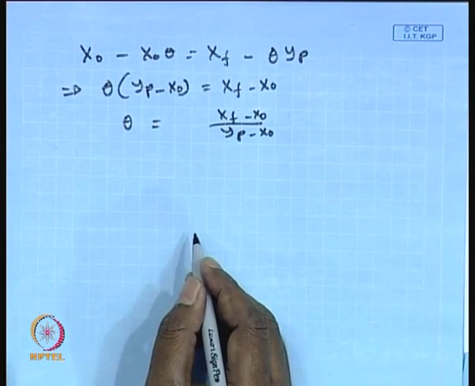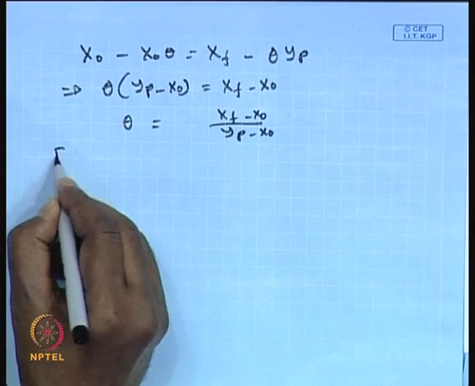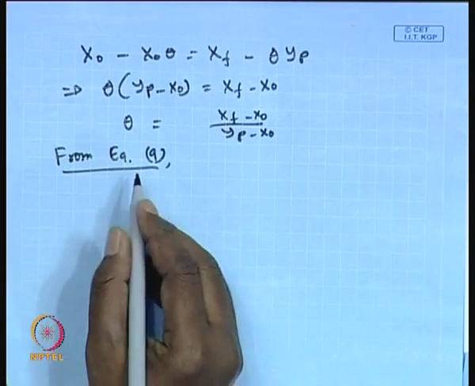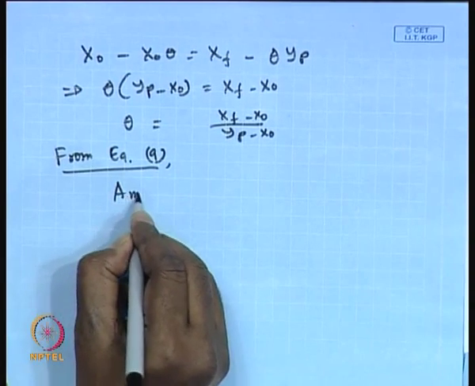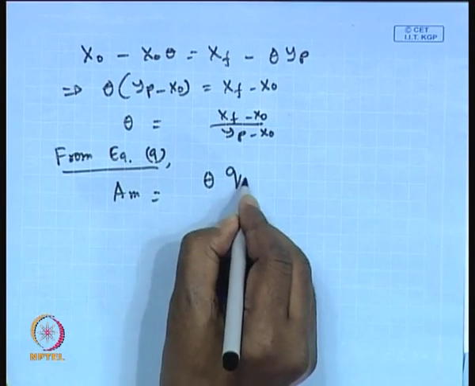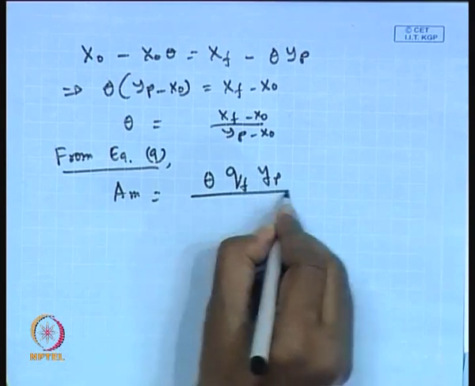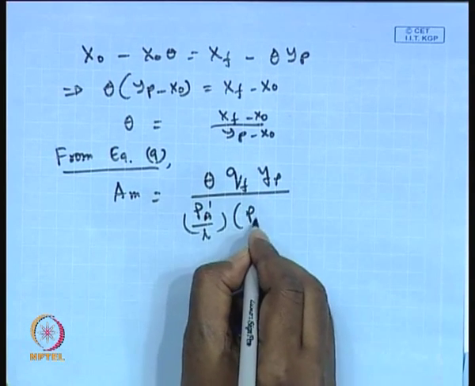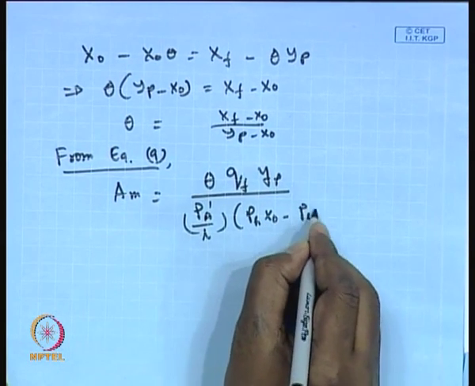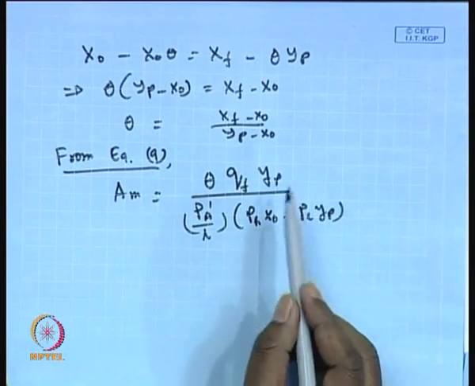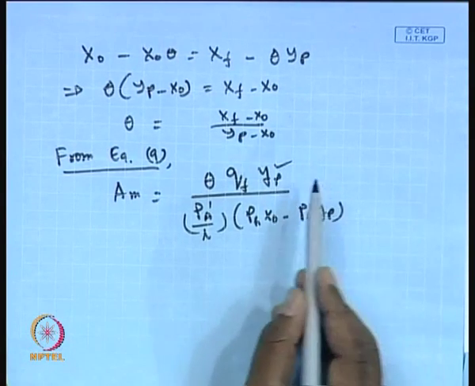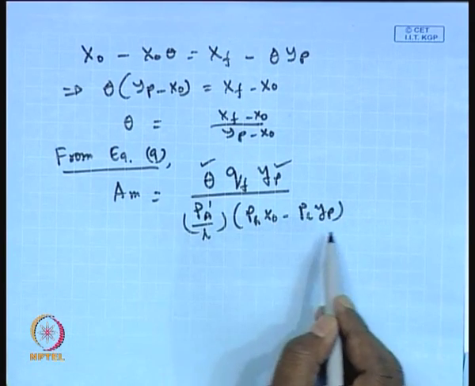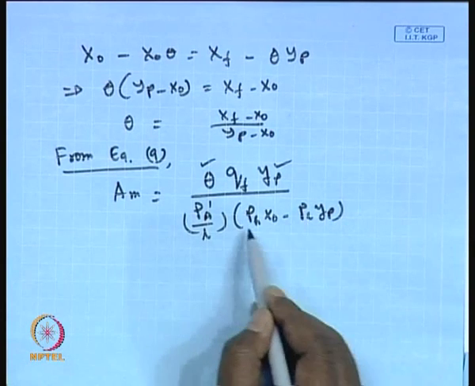Now, from equation 9, once you have estimated the value of theta, you can calculate the value of A m as theta q f y p divided by P a prime by L, P h x naught minus P L y p. So, you have already calculated the value of y p and the value of theta. X naught is known to you, y p is known to you, and P L, P H are all known to you.